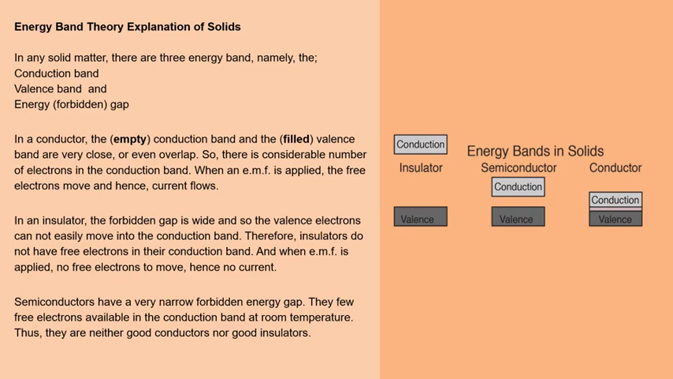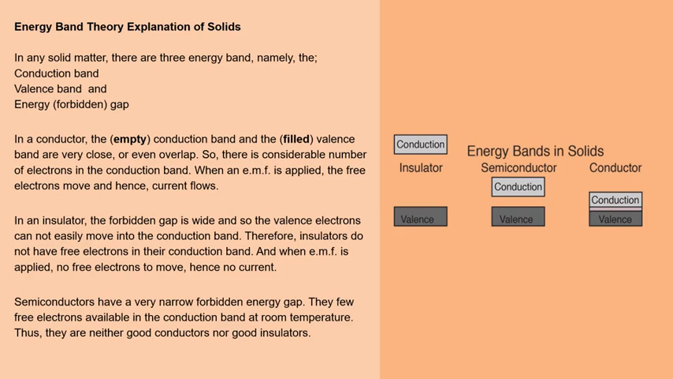In a conductor, the conduction band, which is usually empty, and the valence band, which is usually filled with electrons, they are very close or even overlap, as you can see here on the diagram. So there is a considerable number of electrons in the conduction band, and when an electromotive force is applied, the free electrons move and hence current flows.